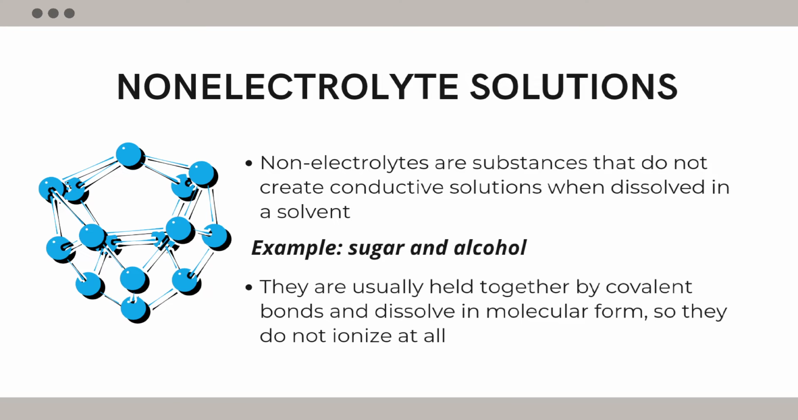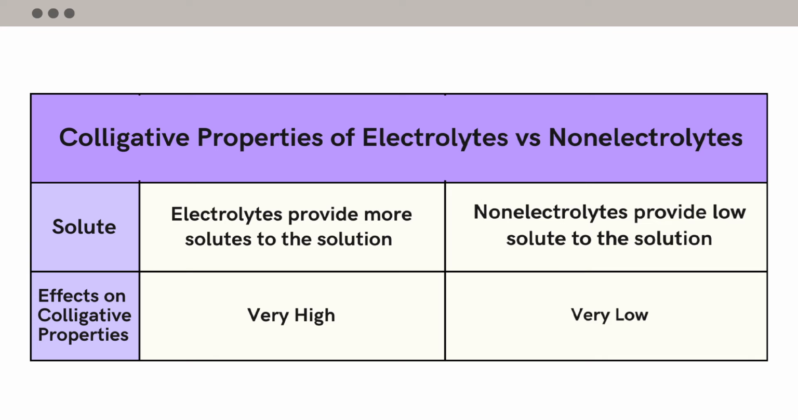What do you think are the differences between the colligative properties of electrolytes and non-electrolytes? We can see here in the table that electrolytes contribute more solute particles to the solution, which results in a change in colligative properties. Because non-electrolytes do not dissociate, they only add a small amount of solute particles to the solution. So because electrolytes provide more solute particles, they have a much higher impact on colligative properties than non-electrolytes. Those are the differences between electrolytes and non-electrolytes.